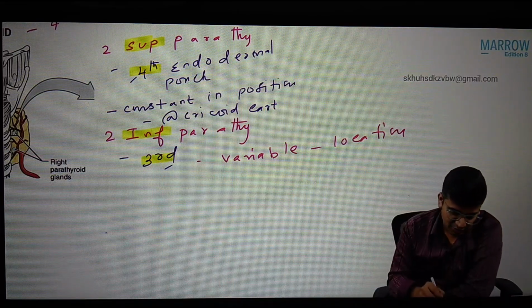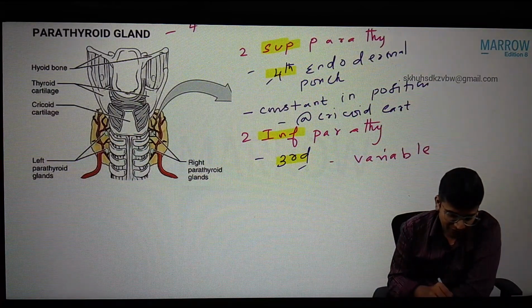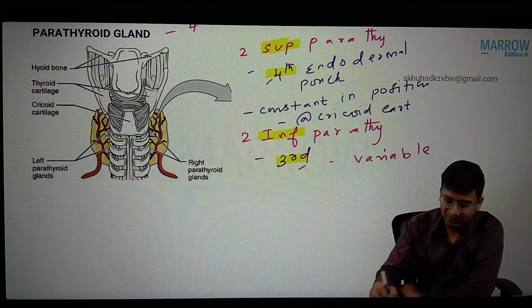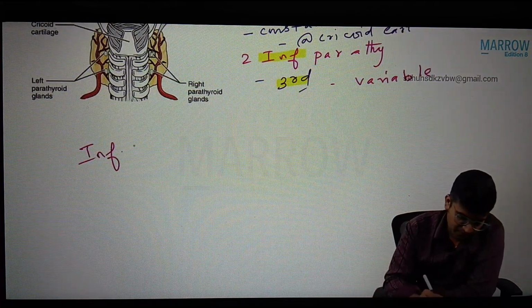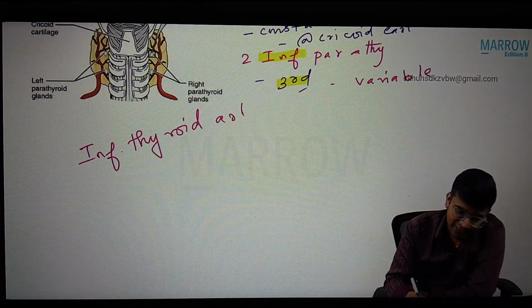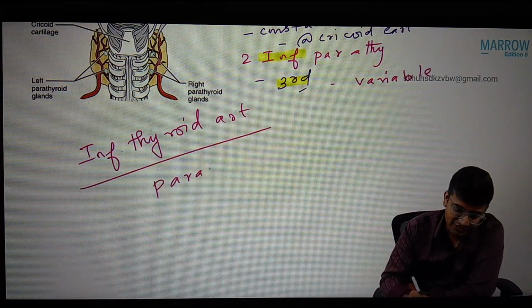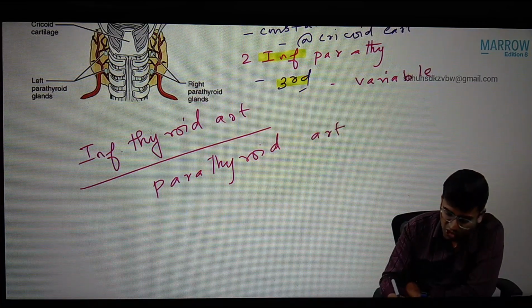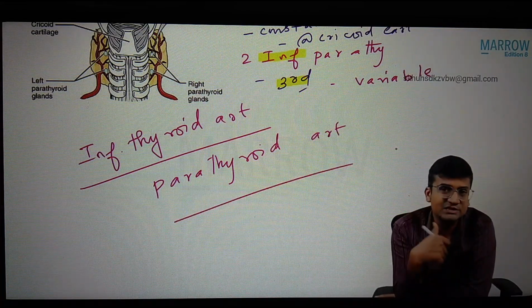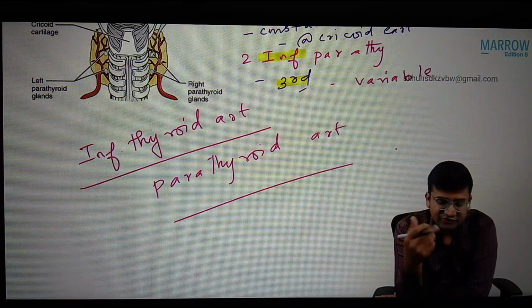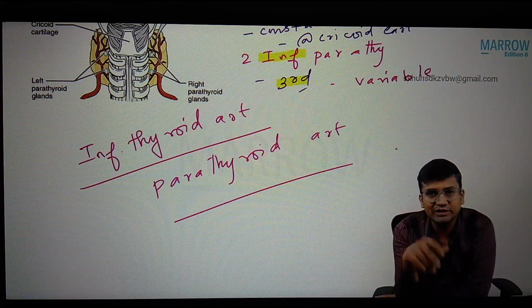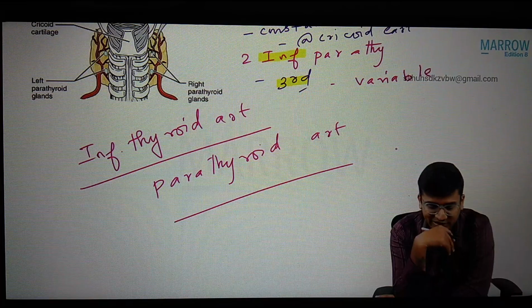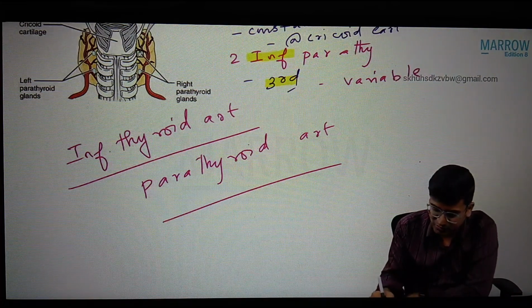Now both the superior and inferior glands are supplied only by the inferior thyroid artery. So the inferior thyroid artery is also called the parathyroid artery. The parathyroid gland is not supplied by the superior thyroid artery. That is the point. These are some basic points you have to know about the parathyroid gland. That's all about the parathyroid gland, and by this we are completing the glands topic.